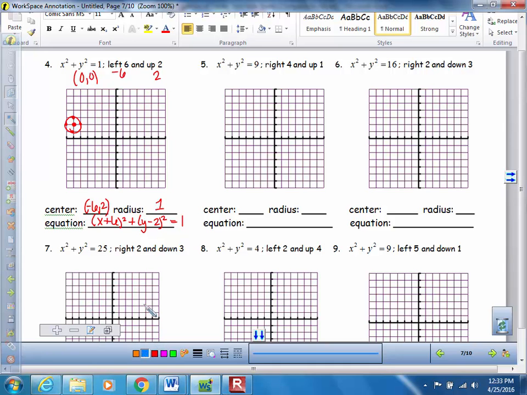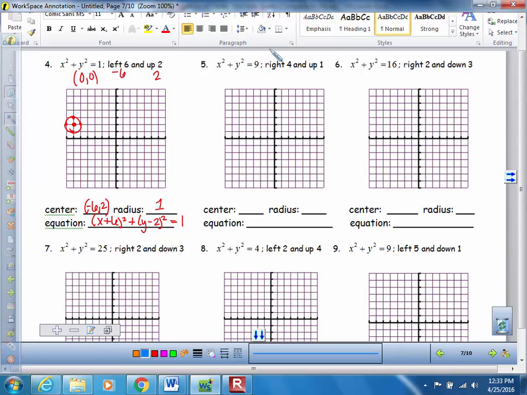Okay. Any questions there? Is this as simple as Friday's lesson? Okay. I will do one more, and then we'll look at some other things.